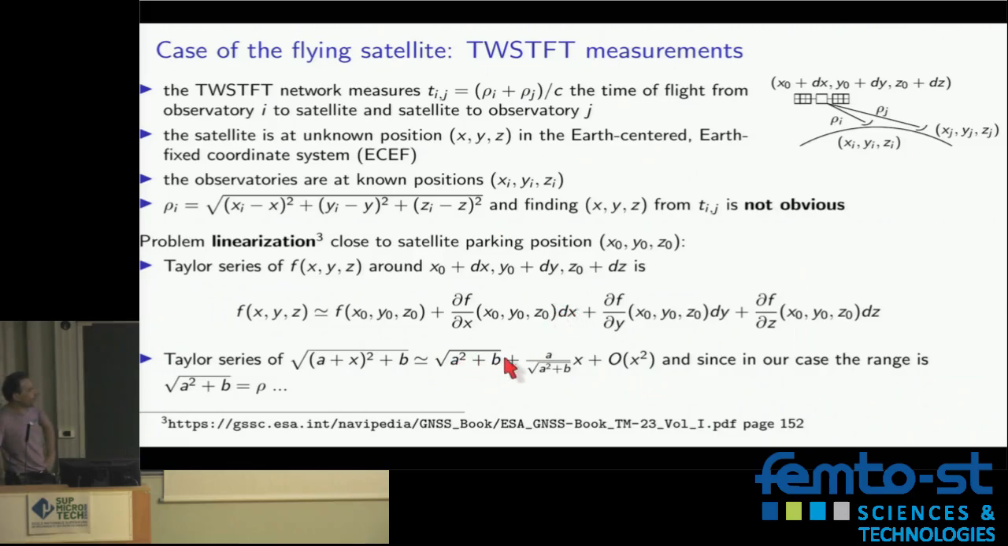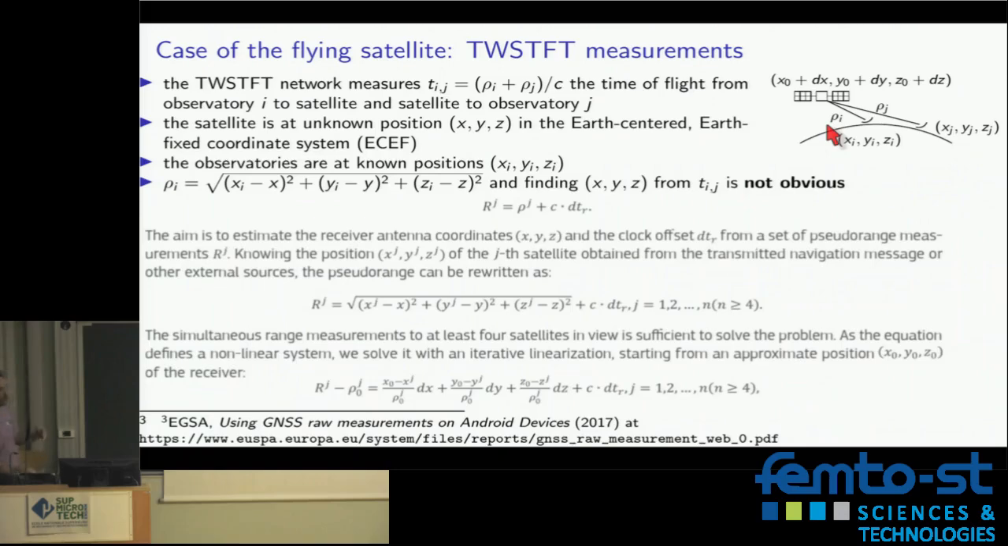And so you end up having a Taylor series development where you have a constant term here, which are these guys, and you get something here multiplied by x, which is this guy coming out. And because in our case, a squared plus b will be the sum of xi squared, yi squared, zi squared, is going to be actually rho, the theoretical distance if the satellite was located at its equilibrium point. So I did this, and I was super pleased to find a way of linearizing the problem.